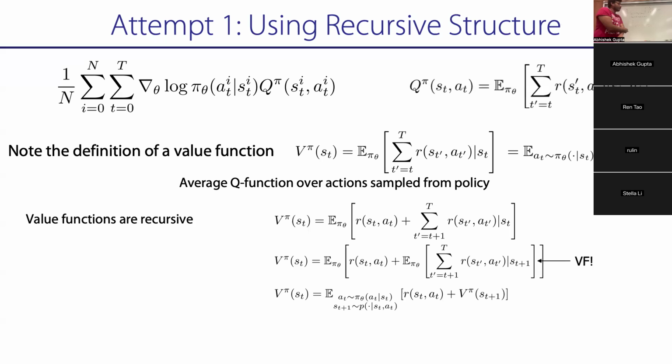Now we're going to separate this out into R of ST, AT plus a sum from T prime equal to T+1 to capital T of R of ST prime, AT prime. We just separated this up. Now what I'm saying is that this is the reward, and this is an expectation over the next state.